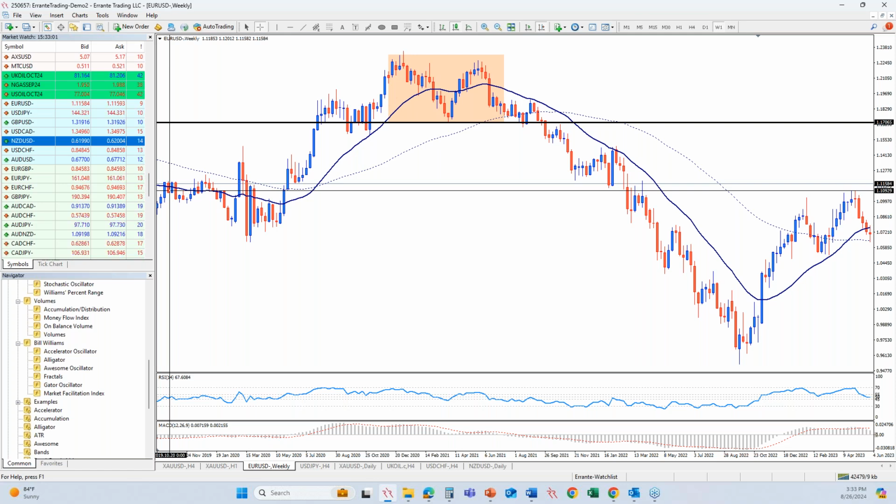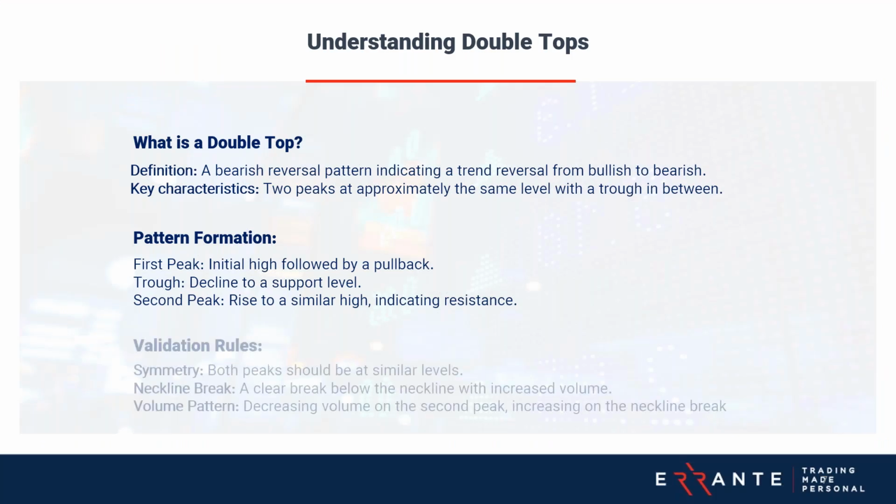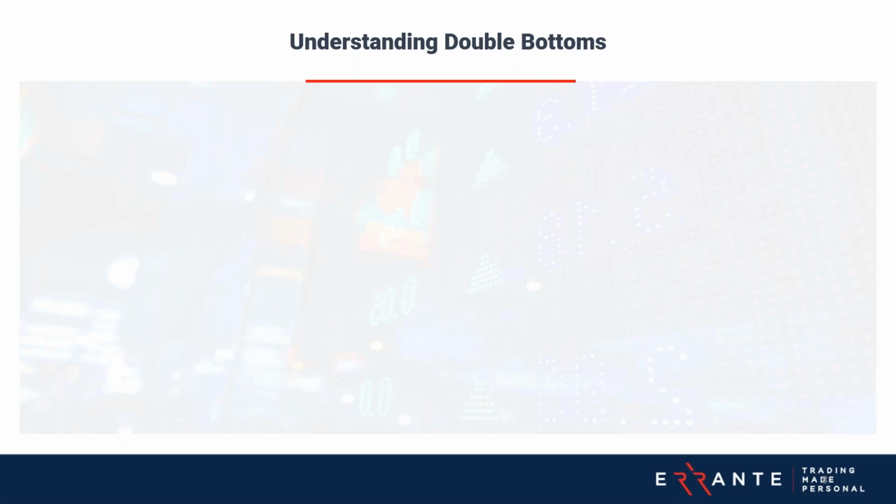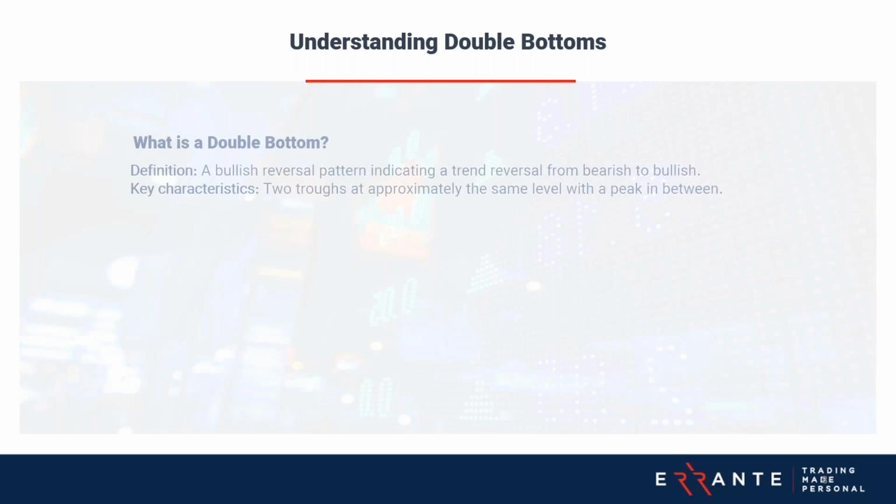position themselves for successful trades. Now, let's look at the double bottom pattern, which is essentially the bullish counterpart of the double top. So don't forget about the definition, the formation, and the validation rules, and try to pull them all together. Now that we have covered the double top, let's move on to its bullish counterpart, the double bottom.